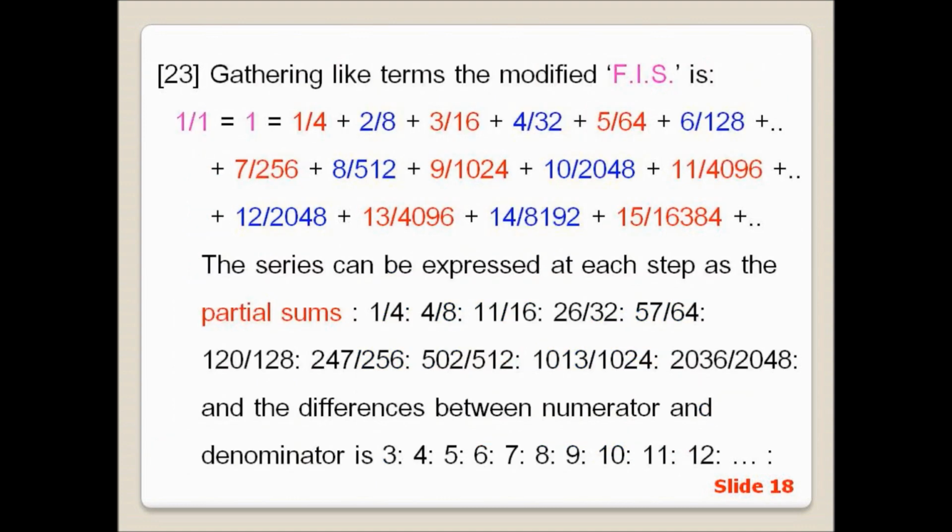Gathering like terms, the modified fundamental infinite series is 1 equals a quarter plus 2/8 plus 3/16 plus 4/32 plus 5/64 plus 6/128 and so on. The series can be expressed at each step as the partial sums a quarter, 4/8, 11/16, 26/32, 57/64 and so on, and the differences between numerator and denominator are 3, 4, 5, 6, 7, 8, 9, 10 and so on.